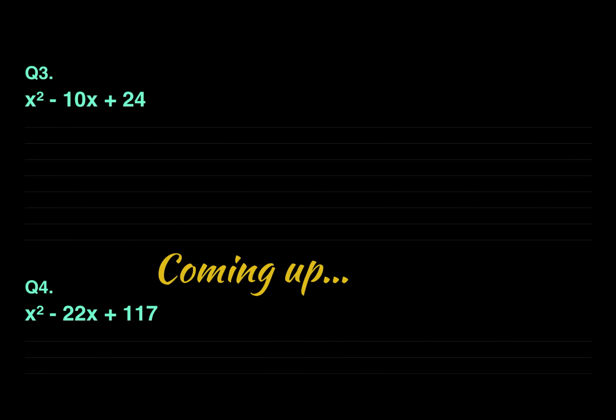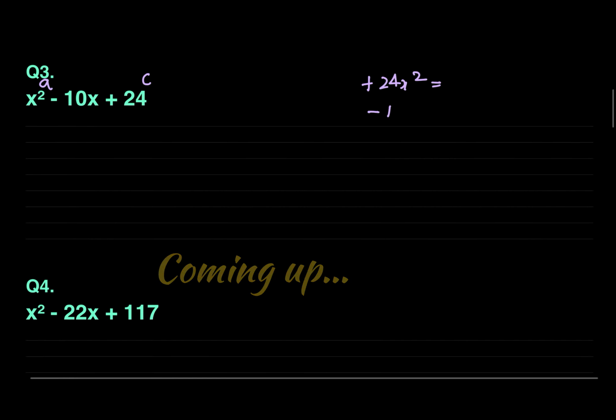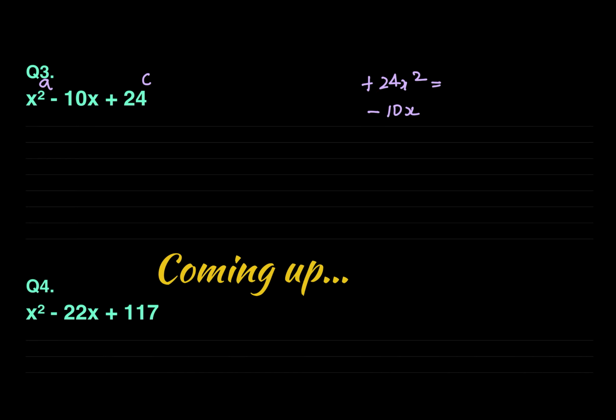Sum number 3. What is AC? Positive 24x square is the product that we need. Okay, and the sum is minus 10x. Come on, guys, let us think. We need 24, so 2 into 12.